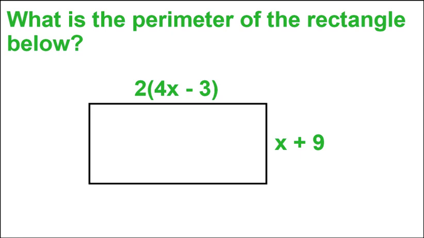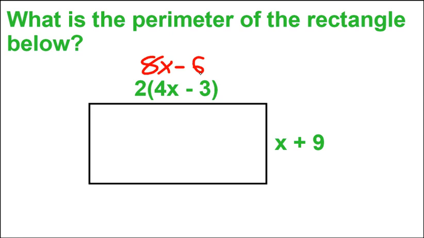So I like perimeter problems. This combines a couple different things. It has distributive property, and it will have combining like terms. So the first thing we got to do is take care of our parentheses there by distributing. So when I distribute that 2, what do we get? (8x minus 6). You take whatever's outside the parentheses, multiply it by anything that's inside of the parentheses.